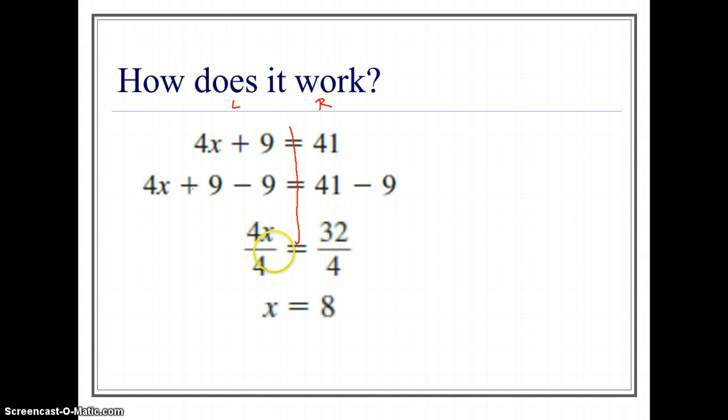Now what happens is that there is no more 9 on the left side. All we have to do is bring down the 4x. And then 41 minus 9 is 32.